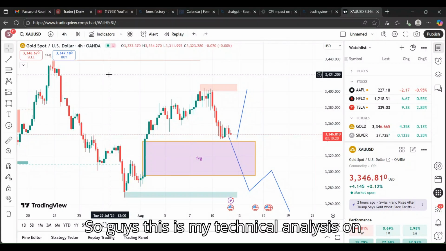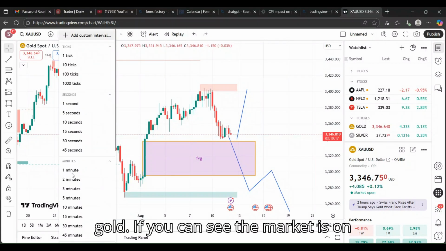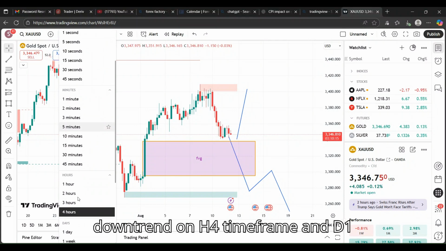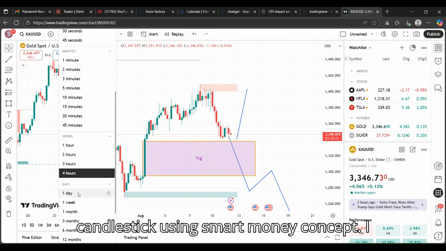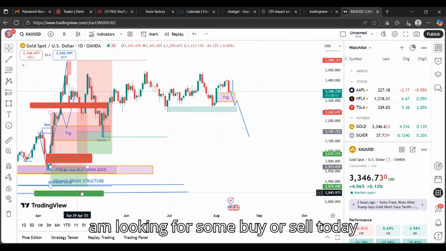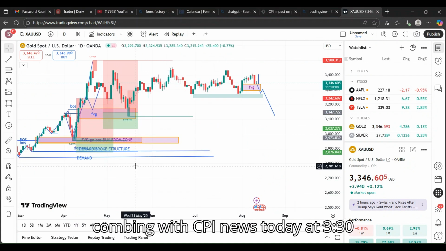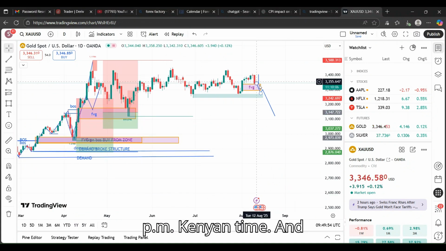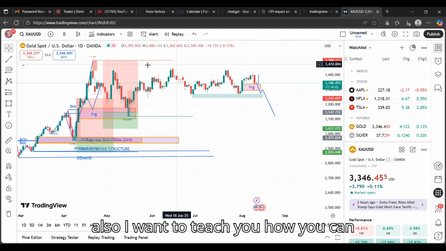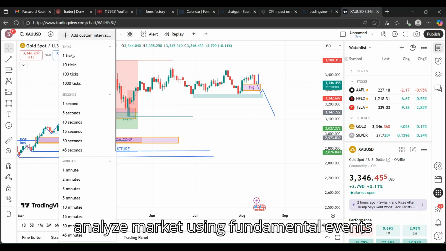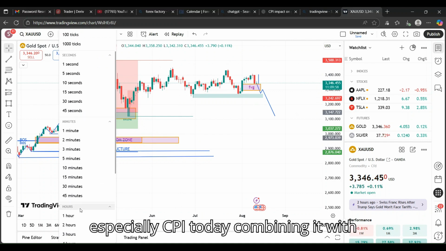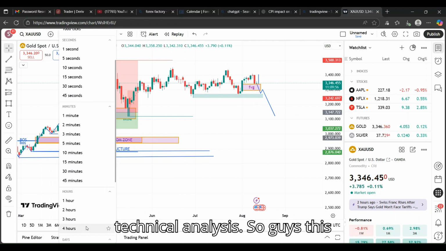So guys, this is my technical analysis on gold. If you can see, the market is on a downtrend on the H4 time frame and D1 candlestick using smart money concept. I am looking for some buy or sell today, combined with CPI news today at 3:30 p.m. Kenyan time. And also, I want to teach you how you can analyze the market using fundamental events, especially CPI today, combining it with technical analysis.